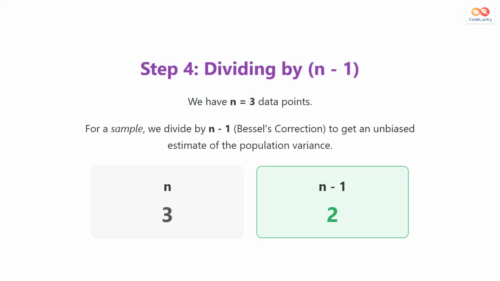Now for the final step. We need an average. But instead of dividing by the number of items, n, which is 3, we divide by n minus 1. This is called Bessel's correction. For a sample, dividing by n minus 1 gives us a better, unbiased estimate of the wider population's variance. So, we divide by 2.